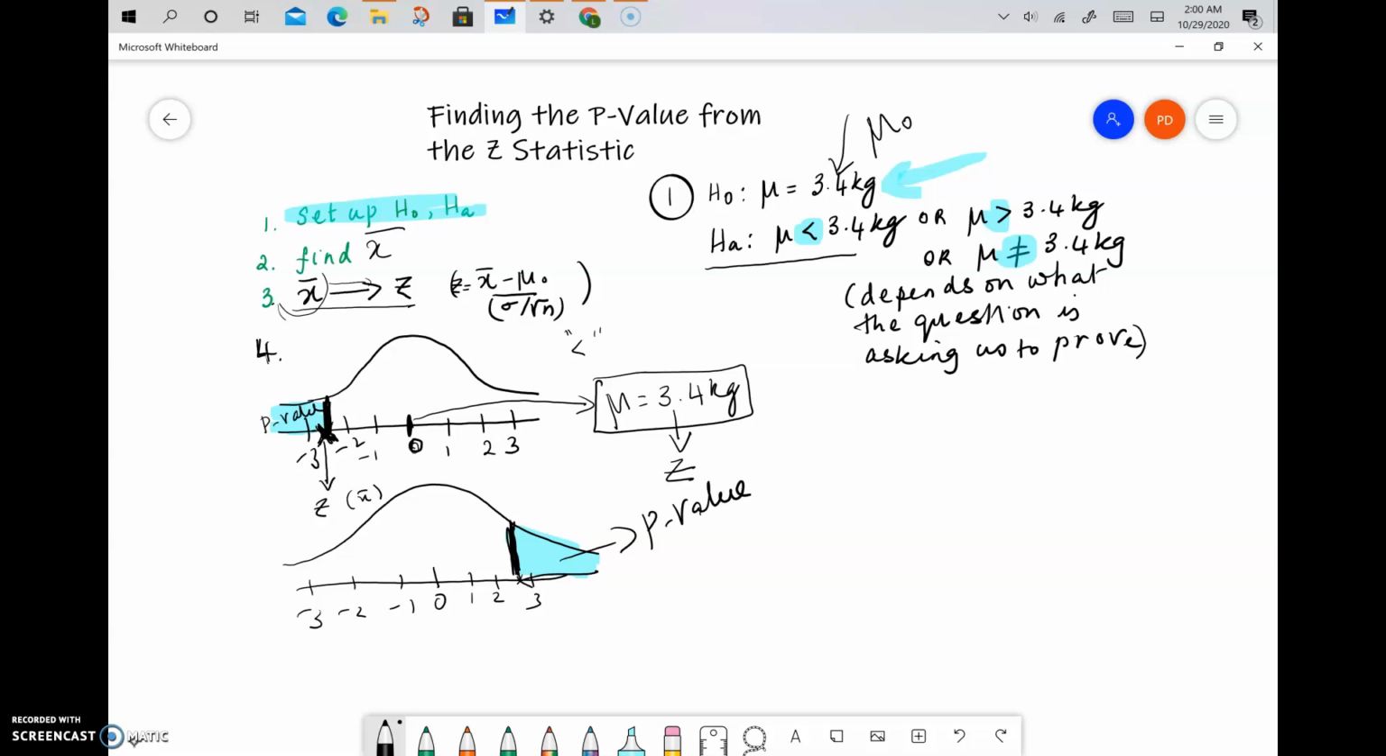And then if it's a two-tailed test, we find the area of either the left tail or the right tail, depending on which one is appropriate. And then you multiply it by 2 to find the p-value of the z statistic when we have a not equal to in the alternative hypothesis.